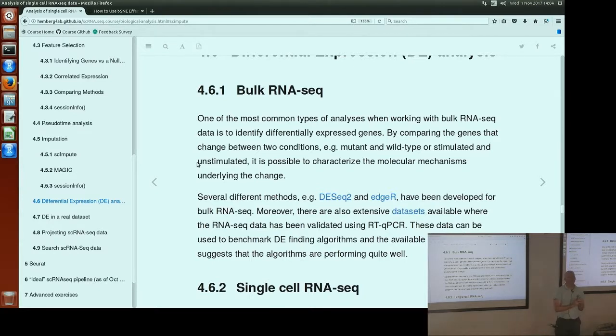Do you recommend that you do the imputation before the quality control or after? I think you should do it after you've done the quality control. The reason you do quality control is that you assume all the poor cells will have a negative impact on any downstream analysis, so you want to get rid of them as soon as possible.